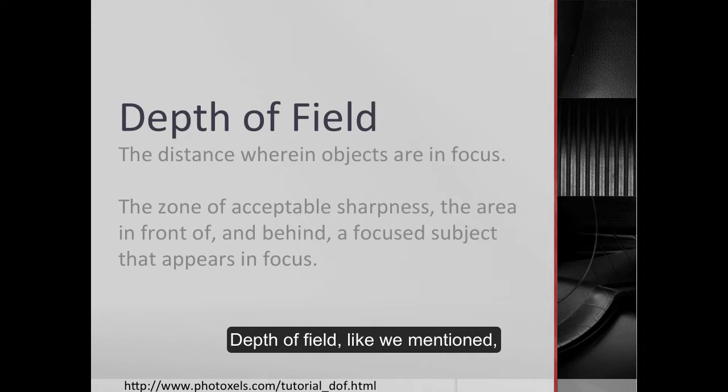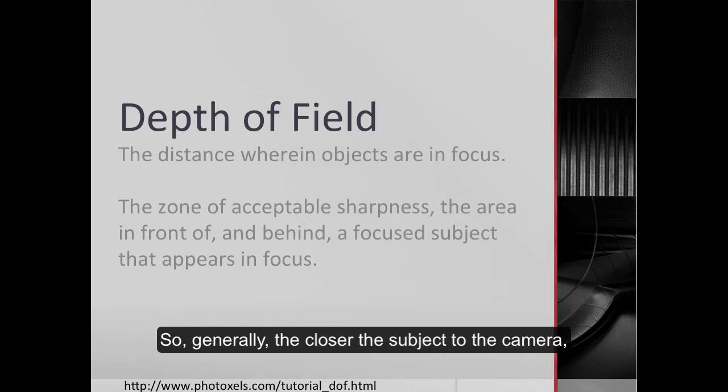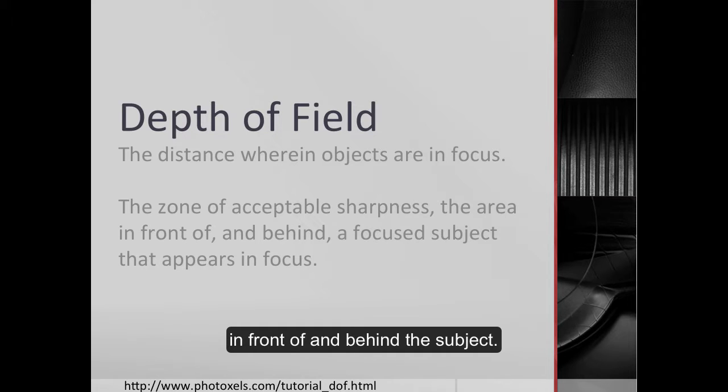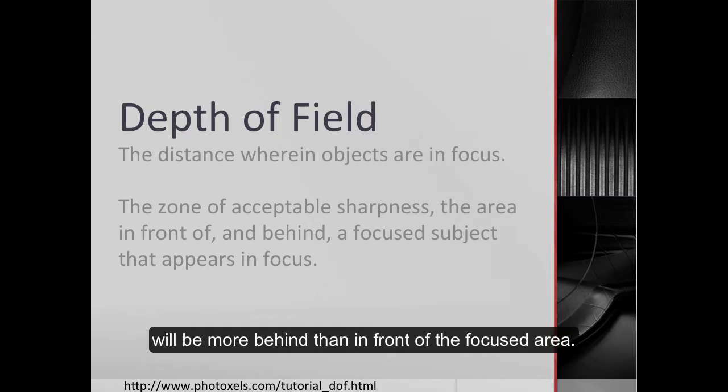Depth of field, like we mentioned, is the zone of sharpest focus that's in front of or behind and around the subject which the lens is focused on, that specific subject. Generally, the closer the subject is to the camera, the more even the distribution of depth of field in front of and behind the subject. As that distance of focus extends or gets further away, the depth of field usually will be more behind than in front of the focused area.